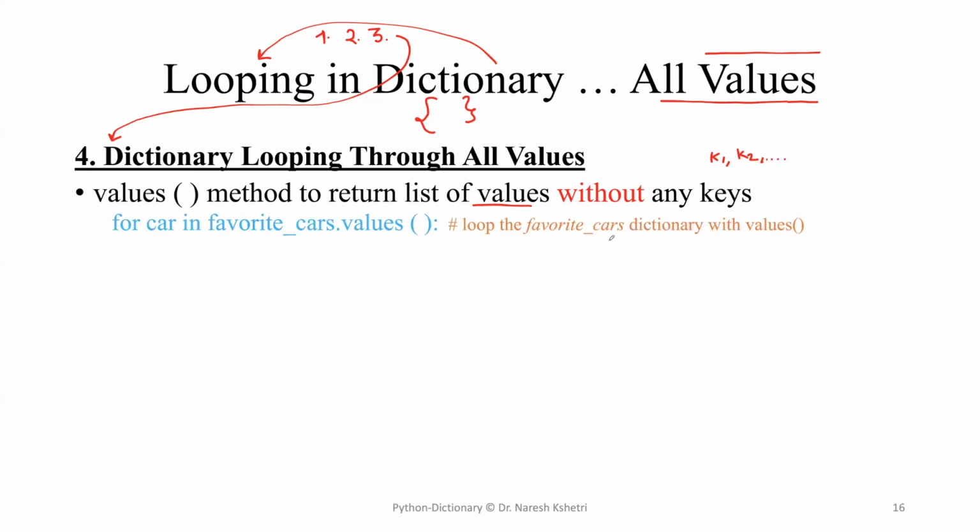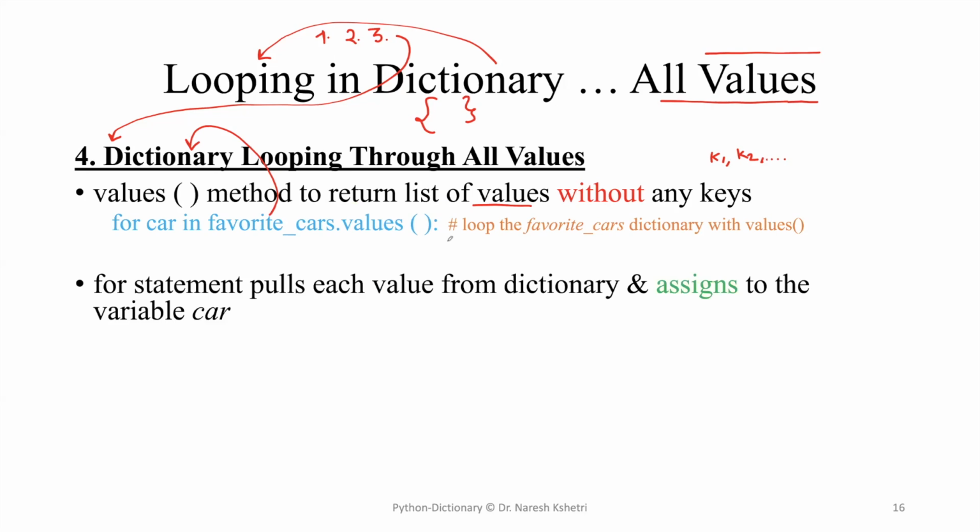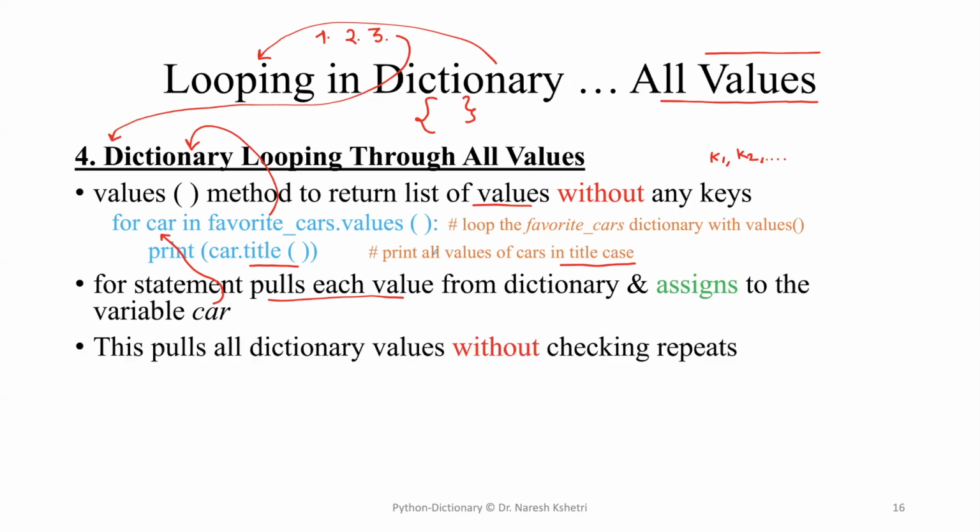So say for example, this is a for loop over the dictionary, because favorite car is the name of the dictionary over here, you can use any names. We use the values method to loop, and then the for statement pulls each value from the dictionary and assigns it to the variable car. That variable car, we can also use any variable name, so don't get confused. So car.title, as we have already talked, the title is a method, like .upper, .lower, to print that in either lowercase or uppercase or title case, whatever values we face from the dictionary. So this pulls all dictionary values without checking repeats.